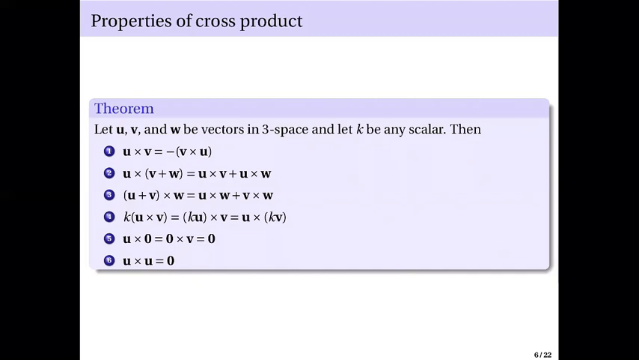It's very different from the dot product or just the usual multiplication. This tells us that the cross product is not commutative. You cannot just interchange them. Question so far?